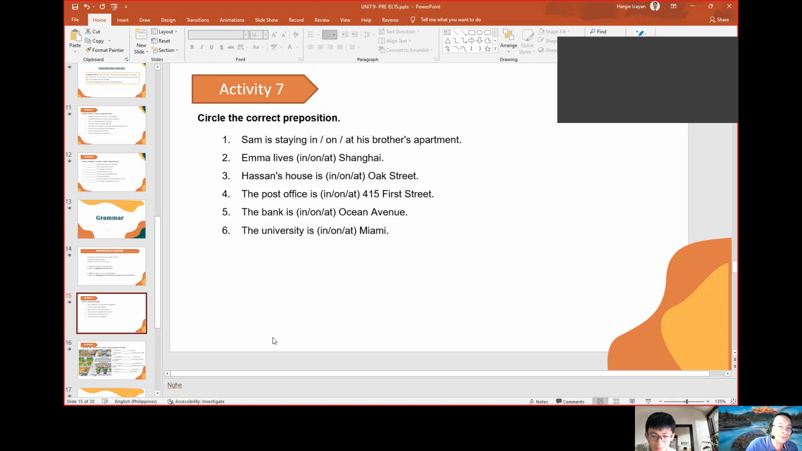Number five. The band is at Ocean Avenue. Why is it "at"? Because it's a specific address. Correct. Number six. The university is in Miami. Yes, okay. Miami is a city in Florida. So as easy as that, right? Pretty easy.